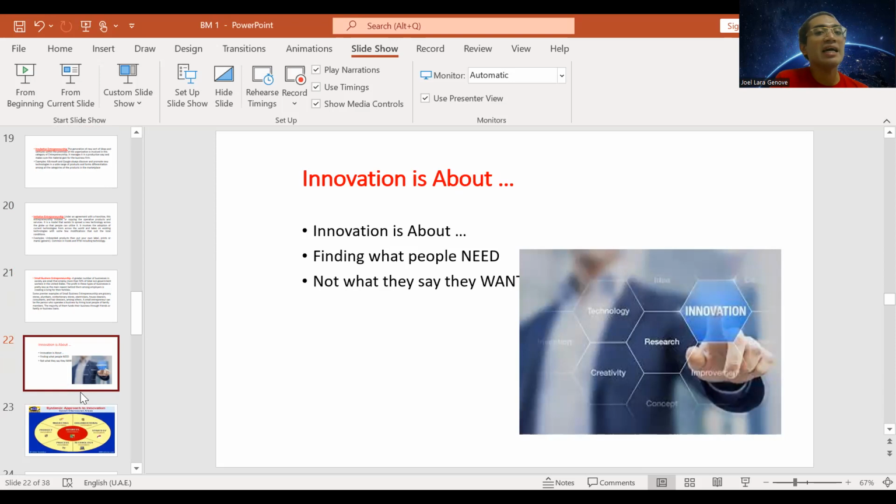Innovation is about finding what people need, not what people say they want. What do the people need here in the UAE? What else? Housing. How creative are they now? Look at this space. How many loft beds can we create here? Eight. Loft beds, yes. Look at this space. This one is one loft room, two, three, four, five, six, seven, eight, and then there will be a small space for the entrance here. That's the business, and that's innovation. People need a cheaper place to stay with a little privacy. That's what we have.